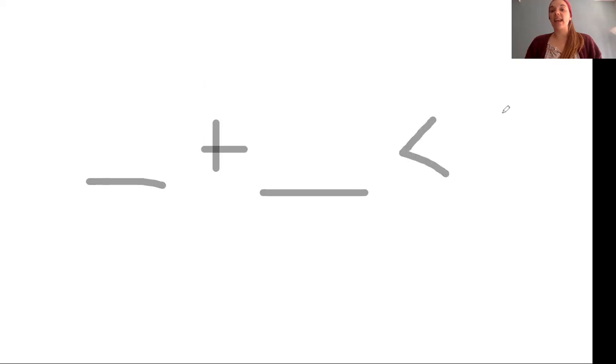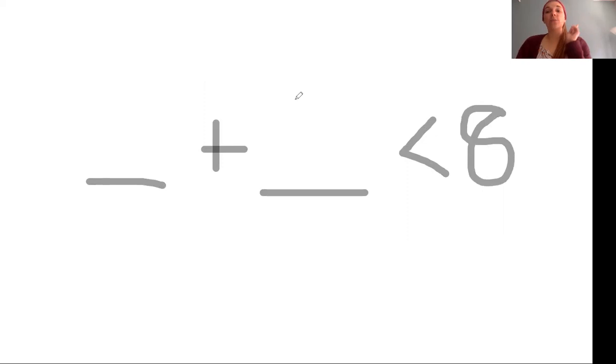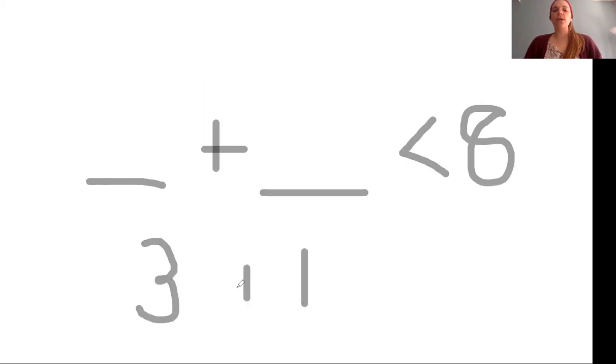Let's try one more. So this might be a tricky one: blank plus blank is less than 8. So I need to think of two numbers that will add up so that the solution will be less than 8. What about 3 and 1? If I had 3 plus 1, that would be 4. And is 4 less than 8?